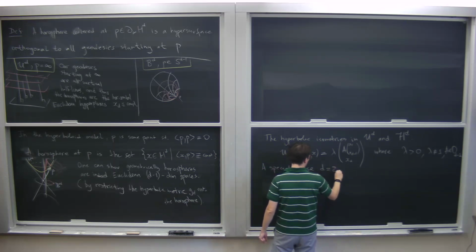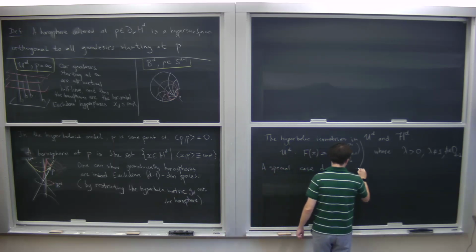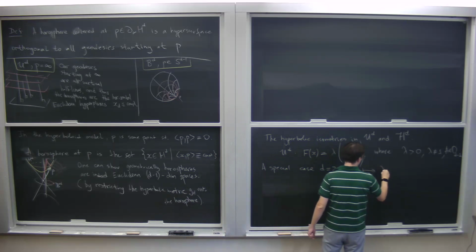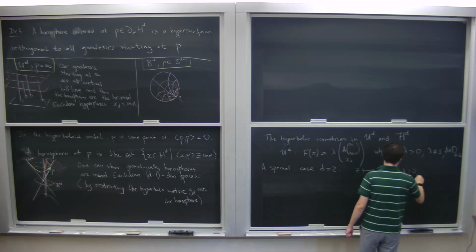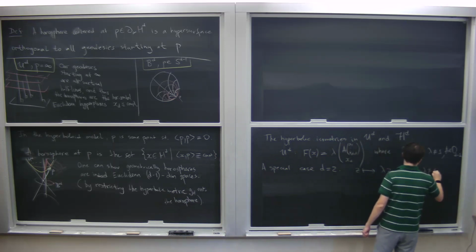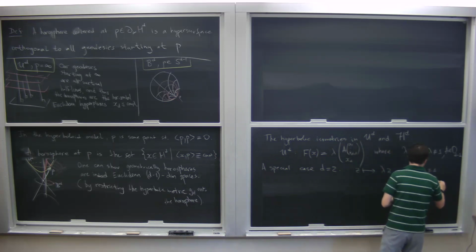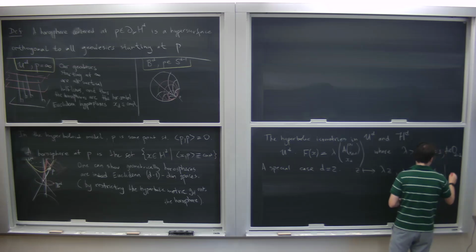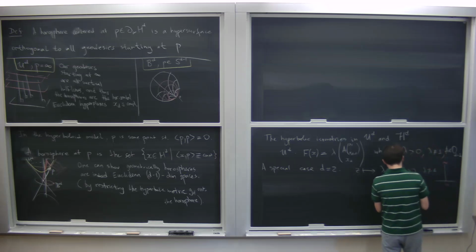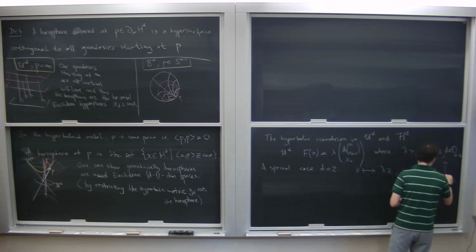In dimension 2, it is just z to lambda z, where lambda is greater than 0, lambda is not equal to 1. So this is my fixed points 0 and infinity, and thus it just scales, right?